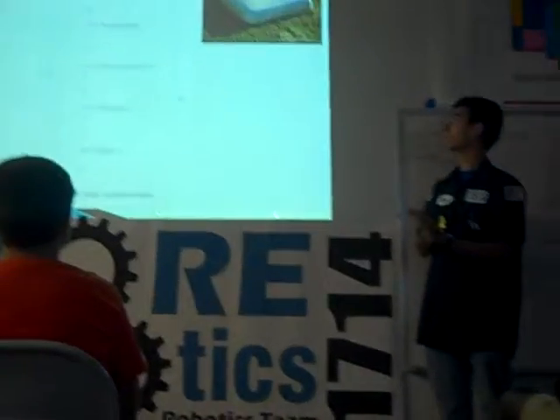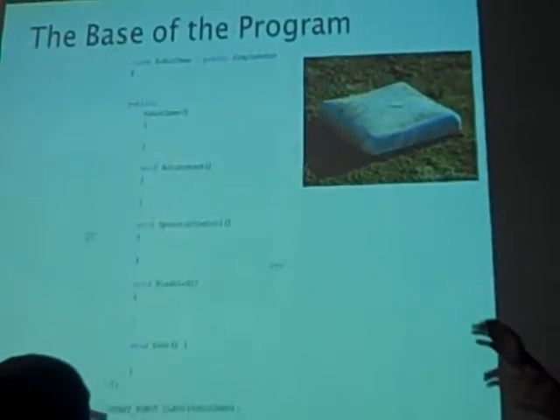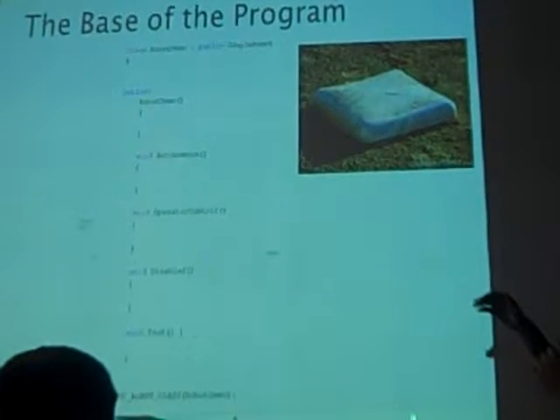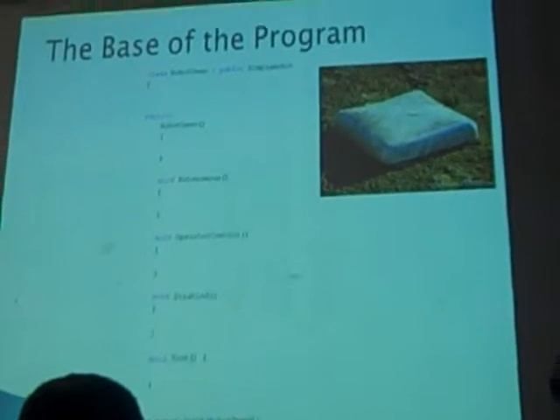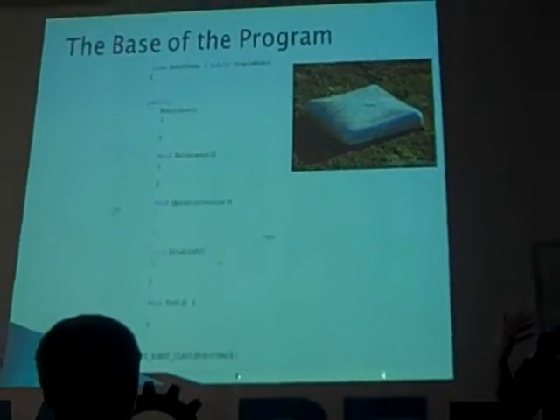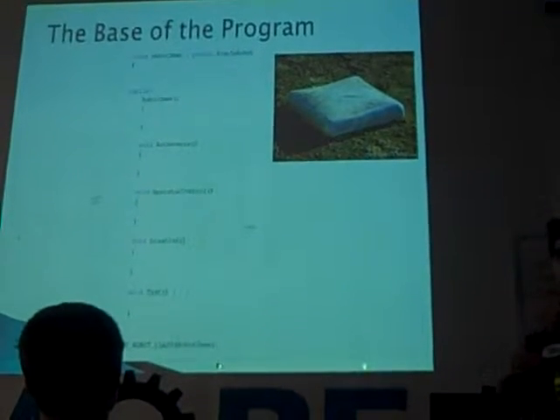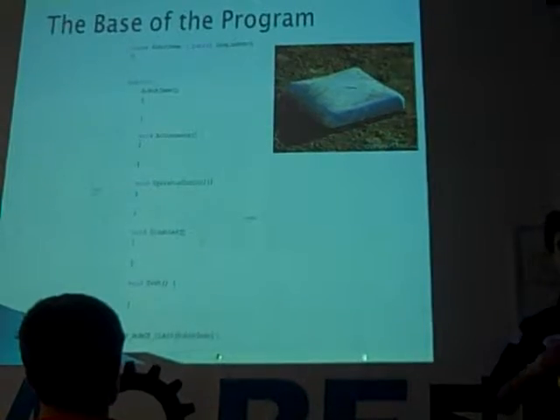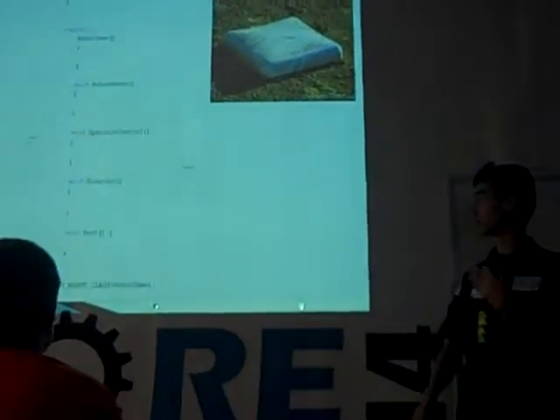So the base of the program looks like this. It's separated into basically four parts. The first is something called robot demo, which is called a constructor. It's basically where you create all the stuff you need for the program to work, for example, on last year's robot, the Catapult, the intake, the drivetrain, stuff like that.